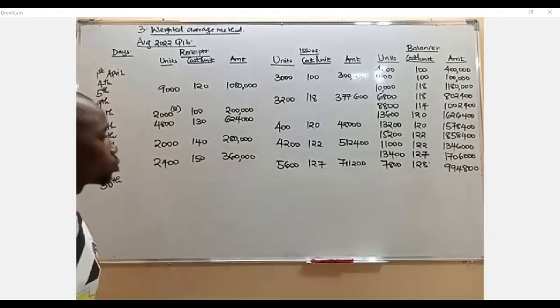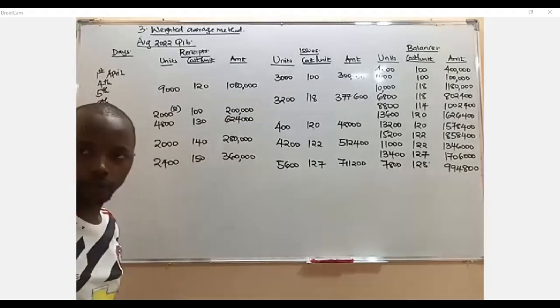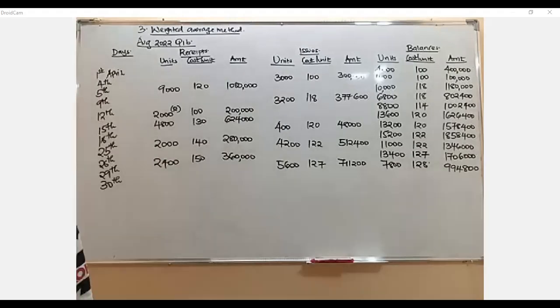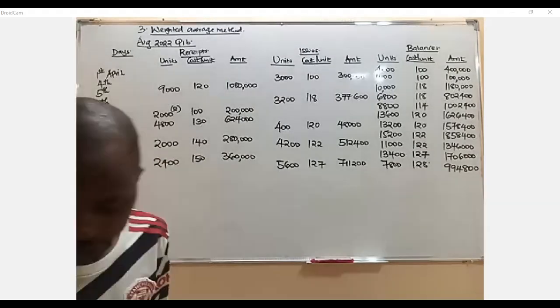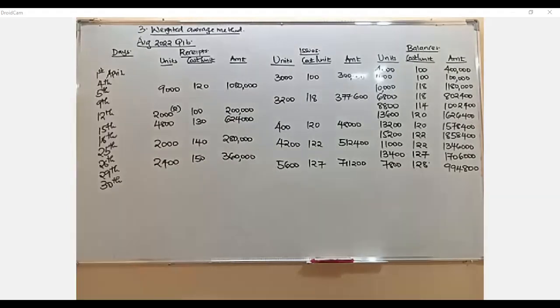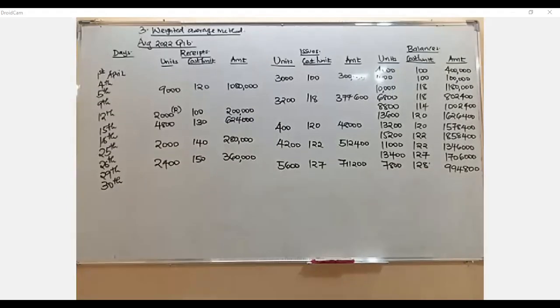Now I just want us to go straight and do the simple average method unless there is any question. Simple average method. Do we have any question? Any questions so far?